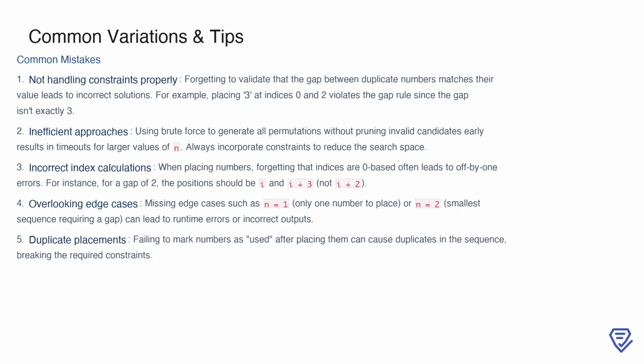Additionally, incorrect index calculations are a typical pitfall. Remember that indices are zero-based, so a gap of 2 means the position should be i and i plus 3, not i plus 2. Overlooking edge cases, such as n equals 1 or n equals 2, can also cause runtime errors or incorrect outputs, so ensure to handle these explicitly. Lastly, failing to mark numbers as used after placing them can lead to duplicate placements in the sequence, which breaks the problem's constraints. Being mindful of these mistakes will help you avoid many common pitfalls.